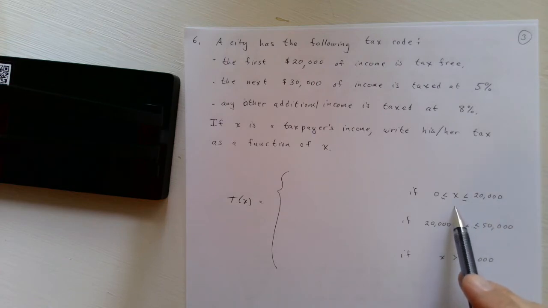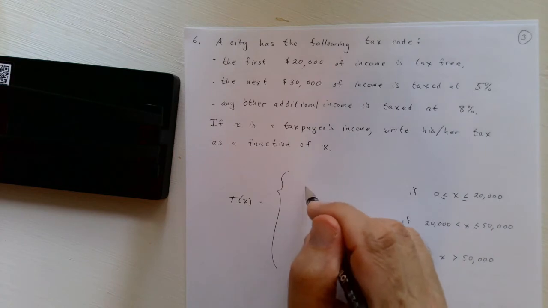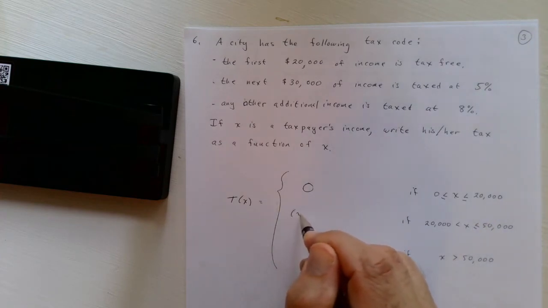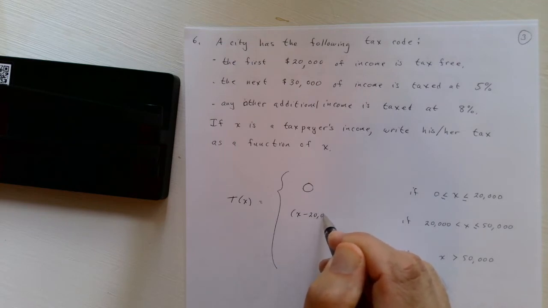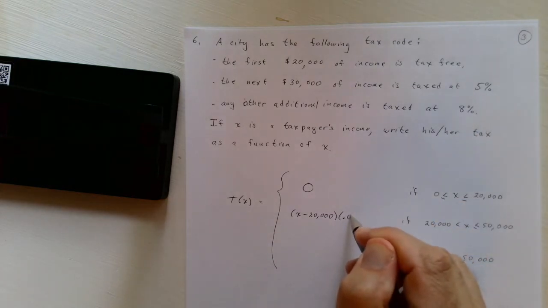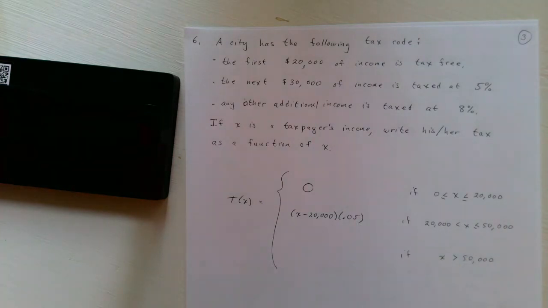And so in the first case, if x is between 0 and 20,000, of course the tax is going to be 0. All right, now if x is in this range, remember the first 20,000 was tax-free. The only thing that's being taxed is the income after 20,000. So we're going to have, it's not x, but x minus 20,000, and that's being taxed at a rate of 5%. All right, and we can know that this will be a positive number because x is in this range.